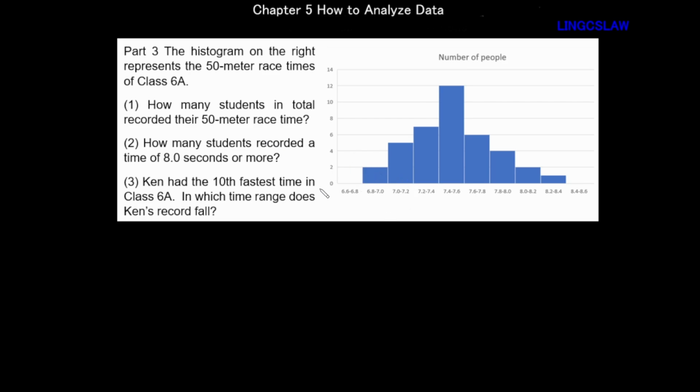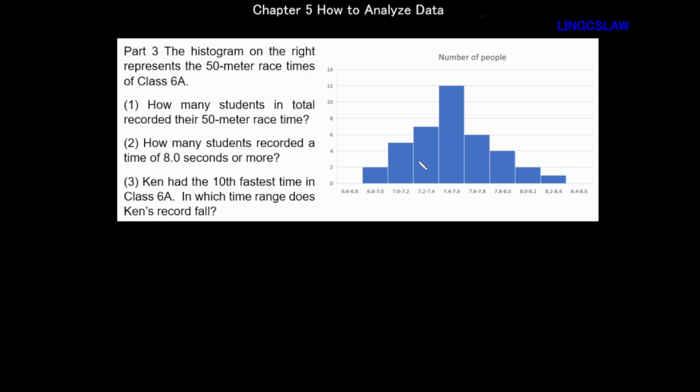So this part means there are two people who ran 50 meters in a time between 6.8 and 7.0 seconds.